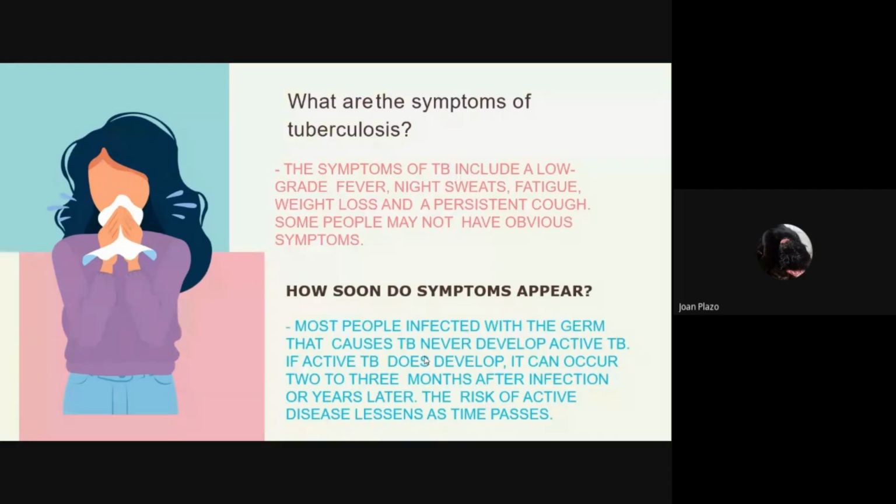How soon do symptoms appear? Most people infected with the germ that causes TB never develop active TB. It can occur 2 to 3 months after infection or years later. The risk of active disease lessens as time passes. Next.